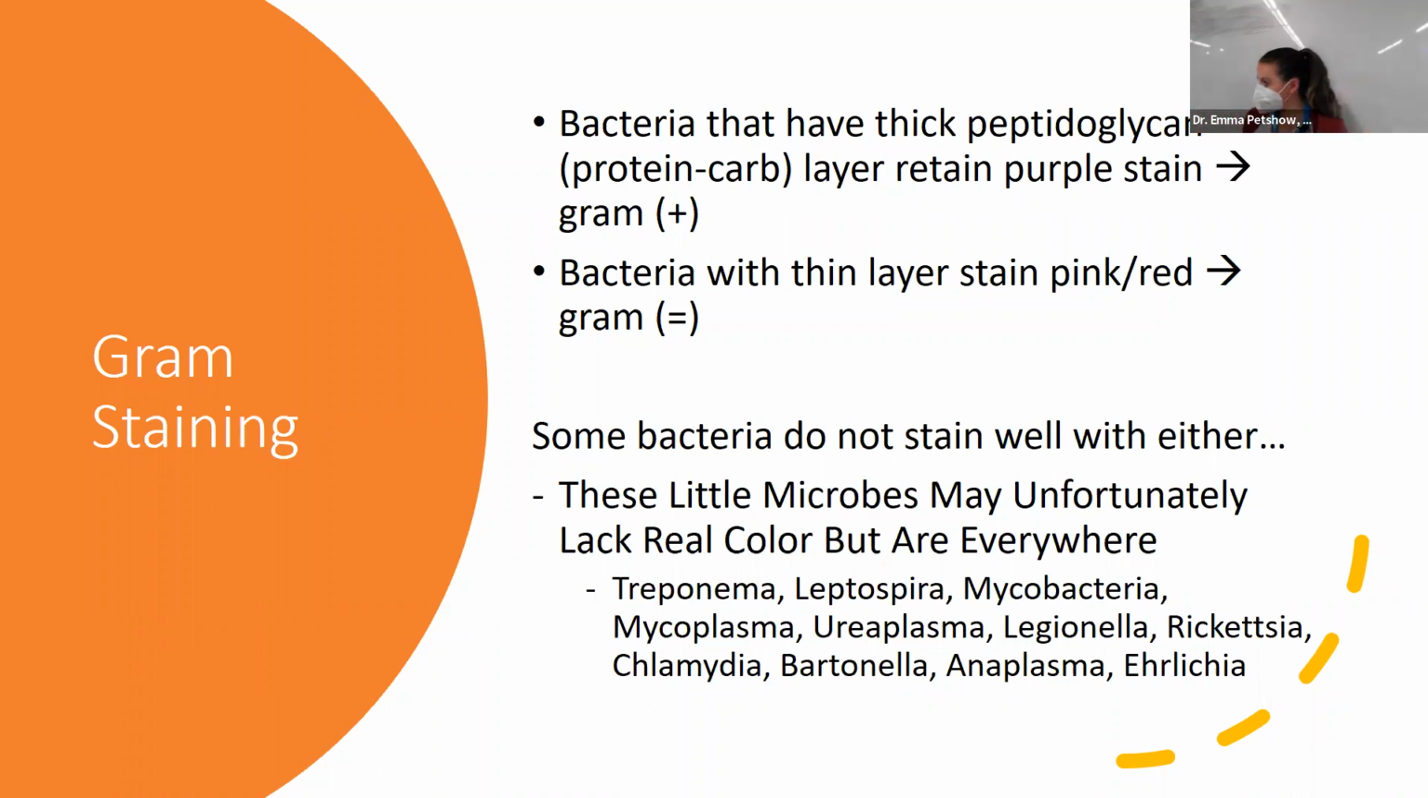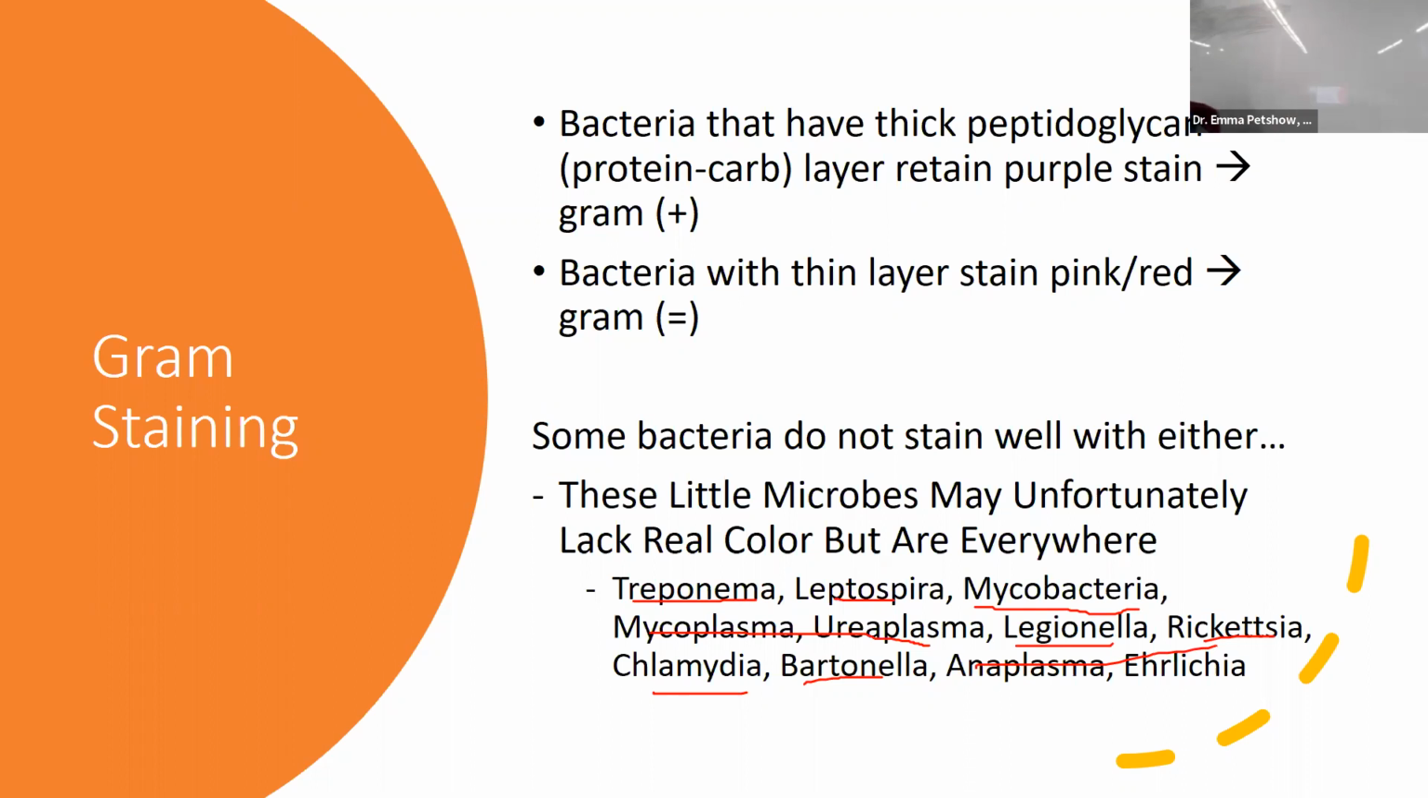Now, some bacteria don't do well with either stain, and these you wouldn't necessarily be able to classify as gram-positive or gram-negative. If you like acronyms, this is one for you: these little microbes may unfortunately lack real color, but are everywhere. The ones you'd really need to know would be Treponema, Leptospira maybe, Mycobacteria yes, Mycoplasma possibly, Ureaplasma, Legionella, Rickettsia, Chlamydia. Bartonella maybe, Anaplasma and Ehrlichia, no. So you might need to know any of them. But that's how micro goes, right? You might need to know them all, but some are more important than others.